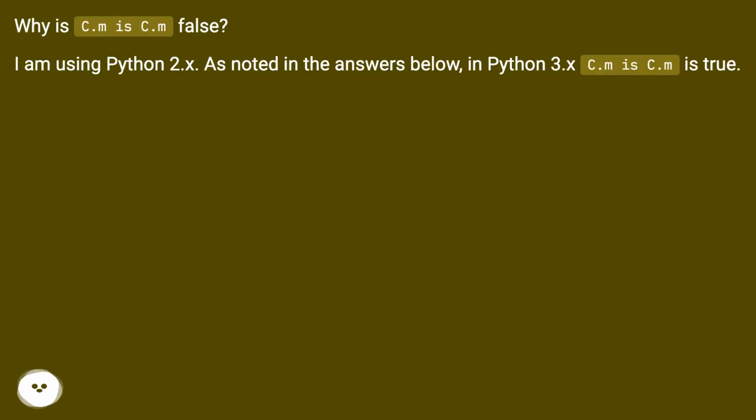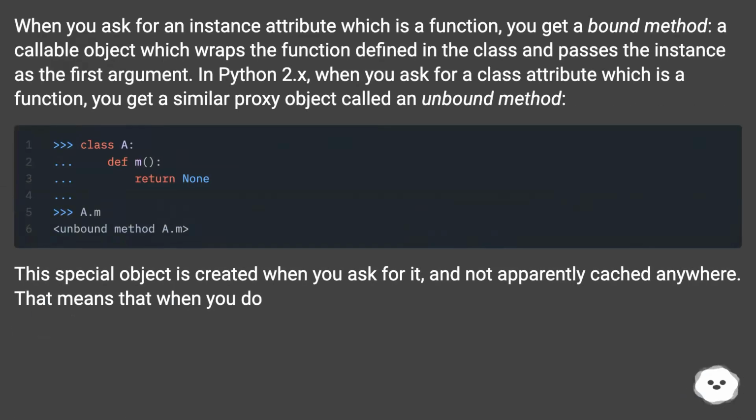Why is C.M is C.M false? I am using Python 2.x, as noted in the answers below. In Python 3.x C.M is C.M is true. When you ask for an instance attribute which is a function, you get a bound method, a callable object which wraps the function defined in the class and passes the instance as the first argument.